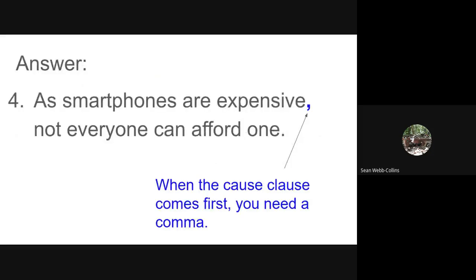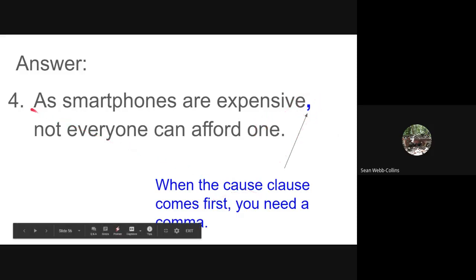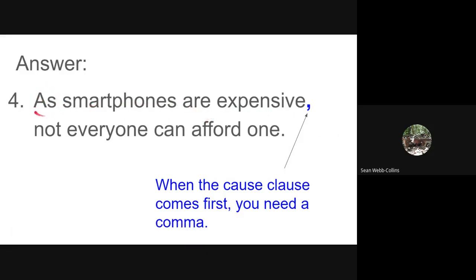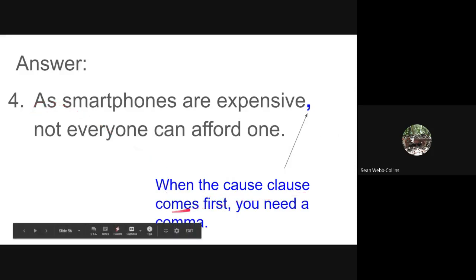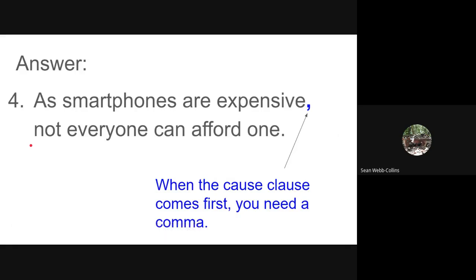Okay, the answer, that's right. We were missing a comma because the cause clause, as smartphones are expensive, comes first, and we know this because it is indicated by the subordinator "as". So when the clause comes first, you need a comma to separate it from the main clause, in this case, not everyone can afford one.